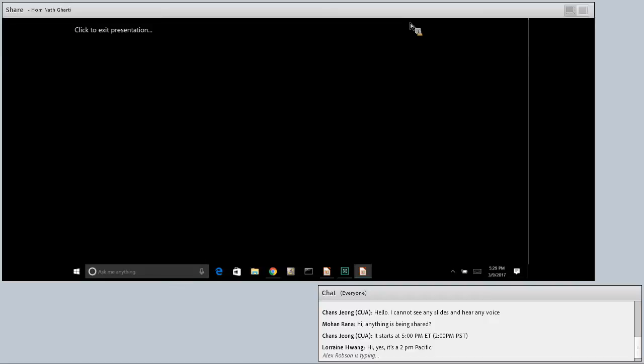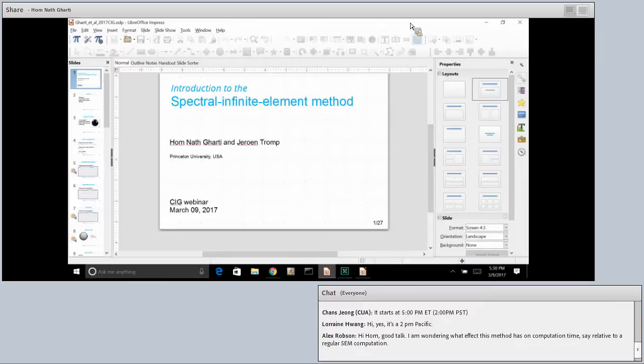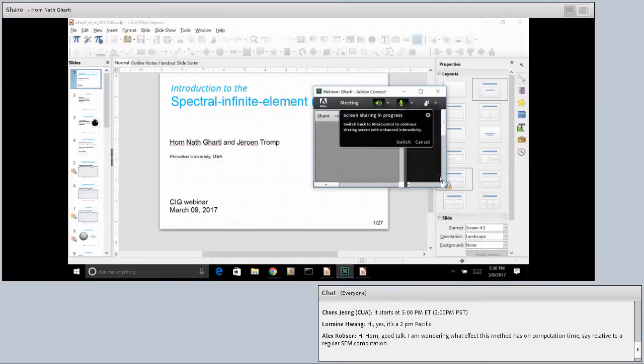There are some questions being typed into the chat window right now. I don't know if you can see them. The first question was, what effect does this method have on computation time, say relative to a regular SEM computation?